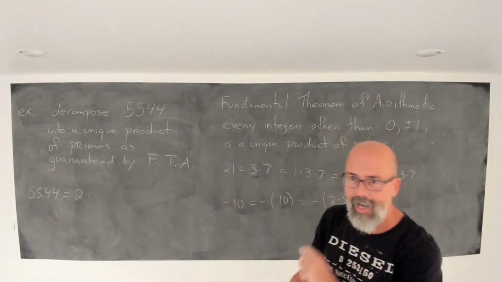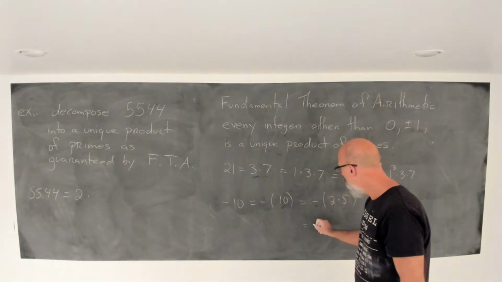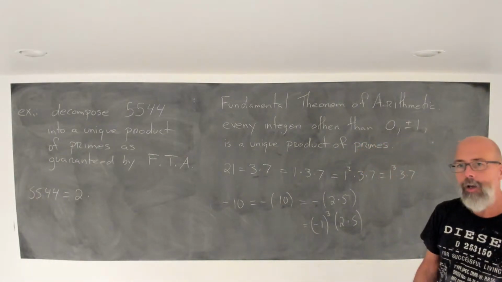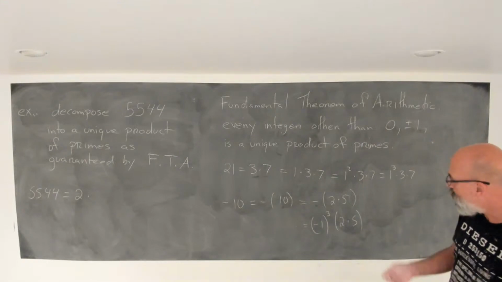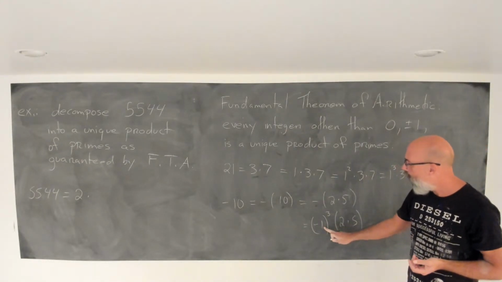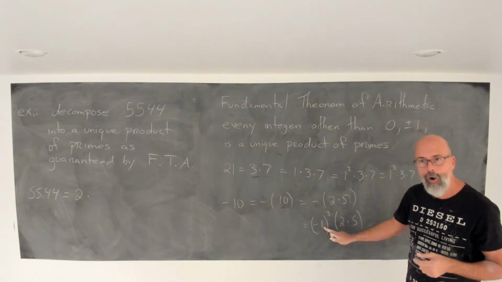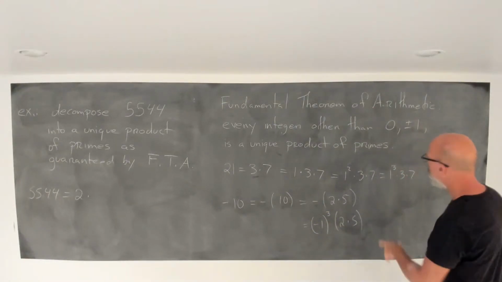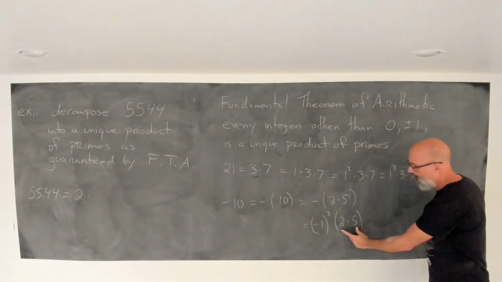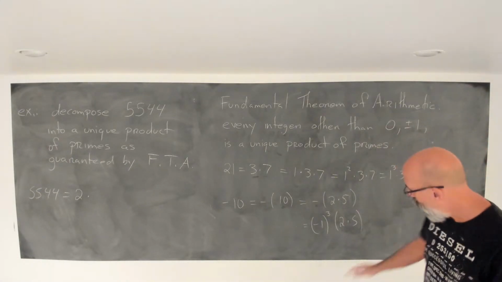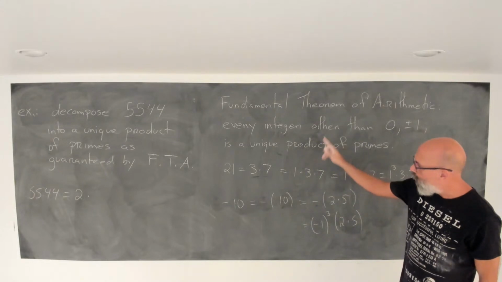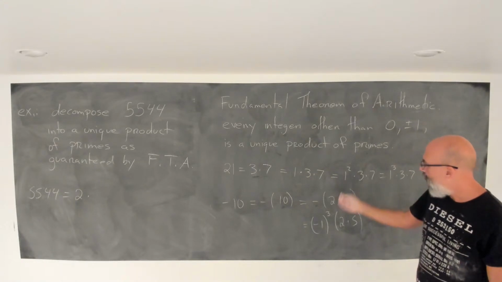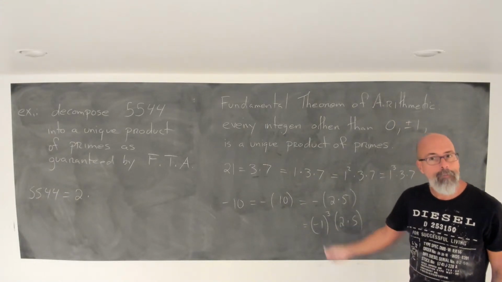right? Somebody's asking, what if we rewrote this as negative 1 cubed times 2 times 5? Now we lose the uniqueness, right? That's what you're thinking. Absolutely. However, negative 1 is not going to be considered a prime. So there's really no point in doing that, right? It's the prime numbers that we're interested in. So even though nothing is wrong with that, it still doesn't really contradict, because very much like 1 was not a prime number, neither is negative 1.